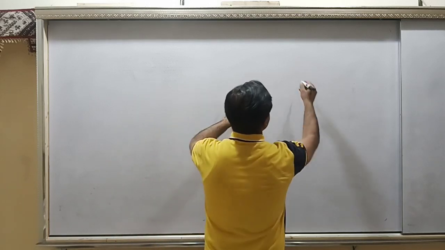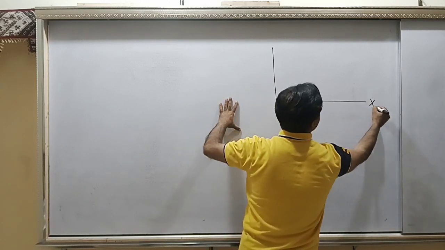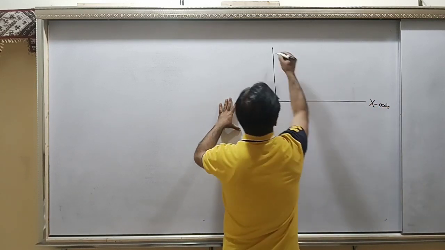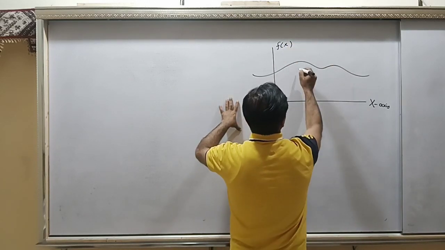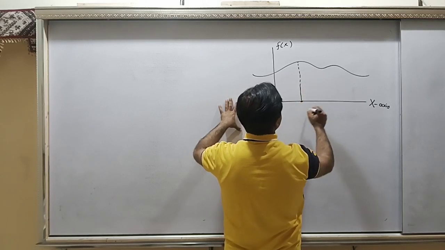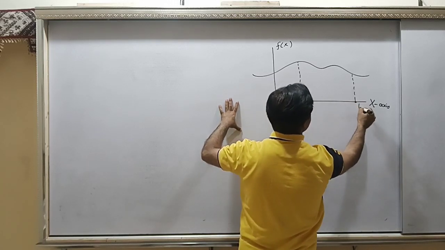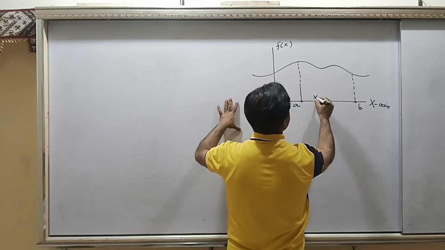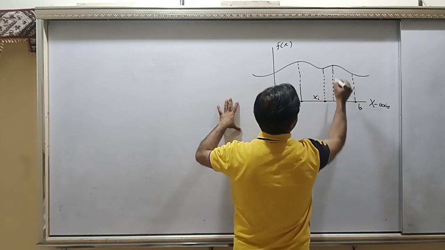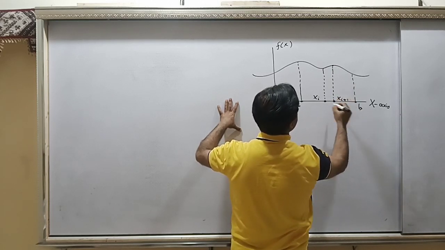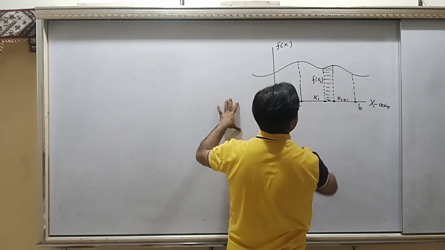Look, I plot the k function alongside the fx function. This was your fx function, and you were evaluating the integral from a to b, and this is the value of xi, and here is your value xi plus 1, and this is the area, this is fxi, right?